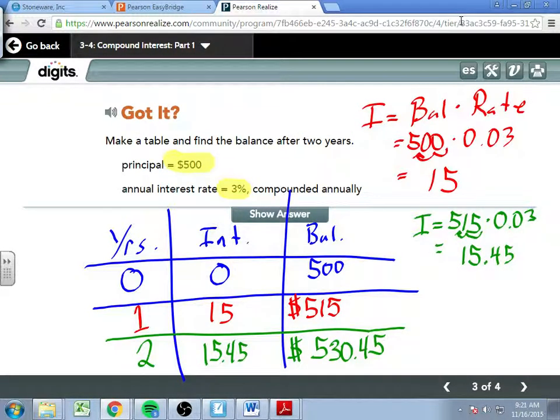What if I asked you to figure out the balance I'd have in this account after 30 years? Holy whoa. Are you going to do this 30 times? No. Well, you could. No thanks.